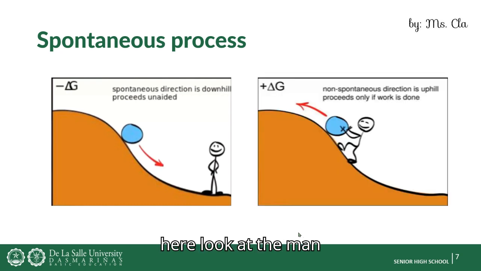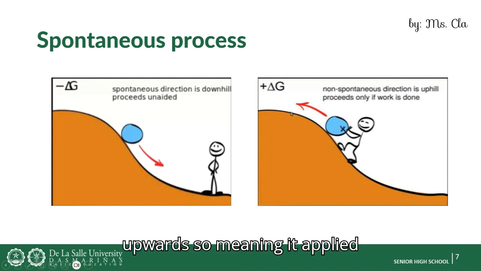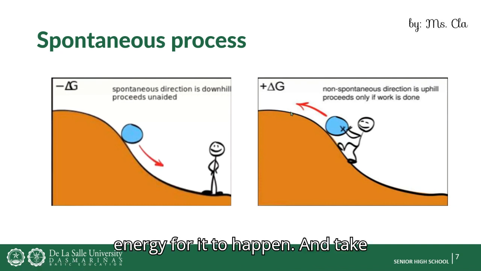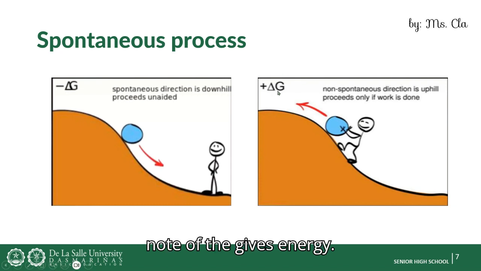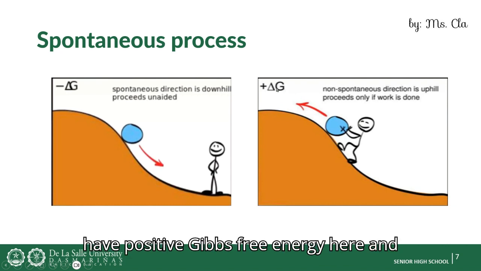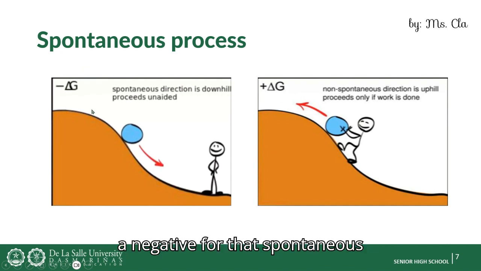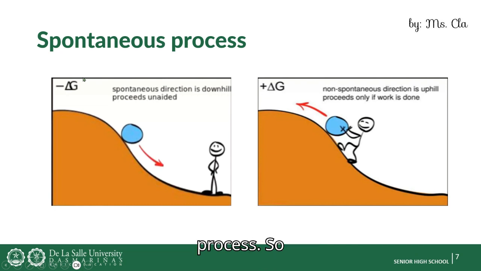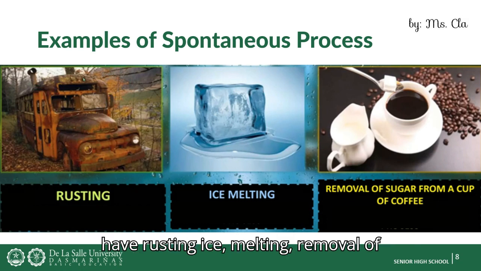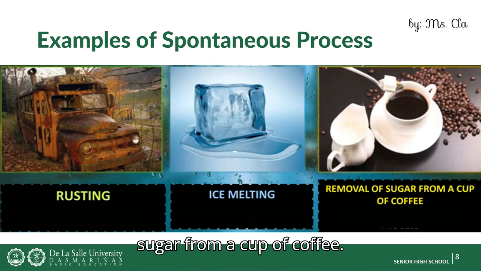And here, look at the man. He is pushing the ball upward. So meaning he applied work. Okay. It requires energy for it to happen. And take note of the Gibbs energy. Later on, we will discuss it more, why we have positive Gibbs free energy here and a negative for the spontaneous process. So other examples of spontaneous processes are rusting, ice melting, and dissolving sugar in a cup of coffee.